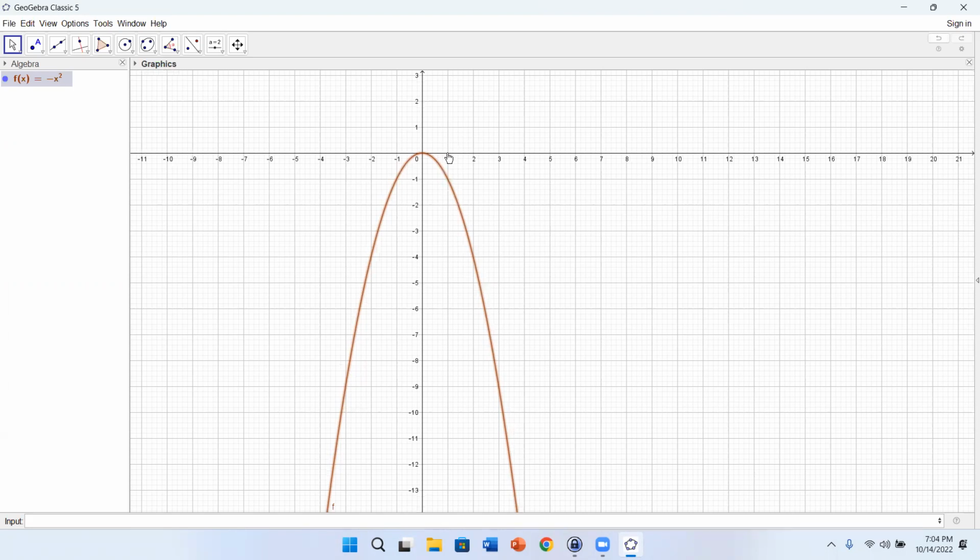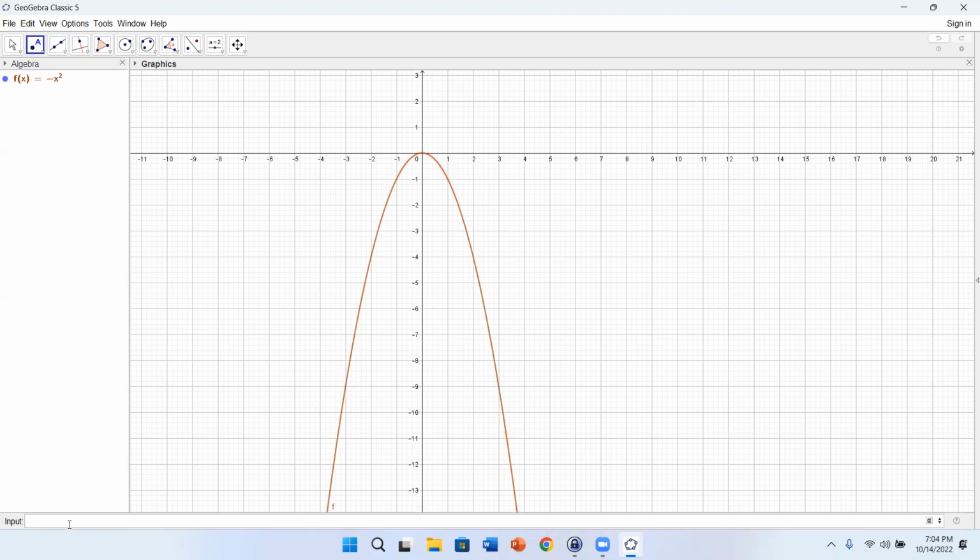And if I take 1, I get 1 square, and that will be negative. 2 will be negative 4, and if I continue that way, 3 will be negative 9, and so on. And as before, the x square itself is symmetric. It's just that all the values are negative.